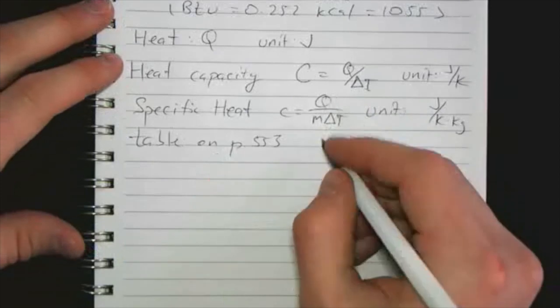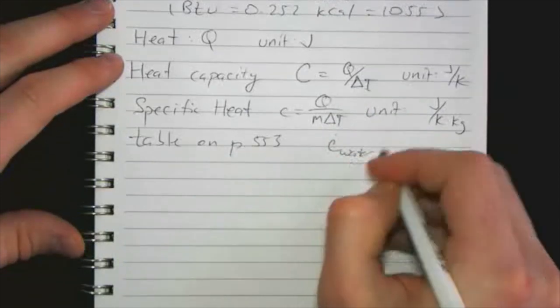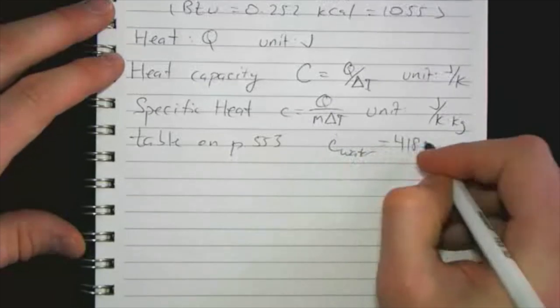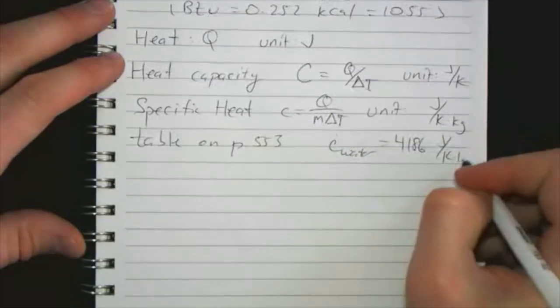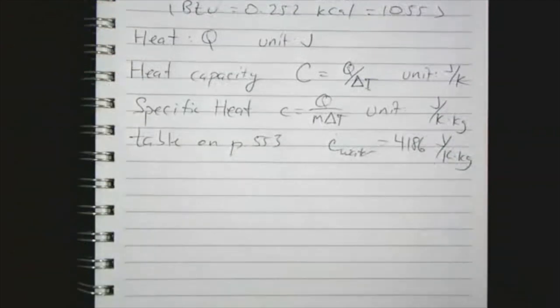You should probably memorize that for water, the specific heat is 4186 joules per Kelvin times kilogram. That's one that you're going to use a lot. So even just for doing your homework, it's worthwhile to remember that. And I don't know, I might make you memorize it for a quiz and test.